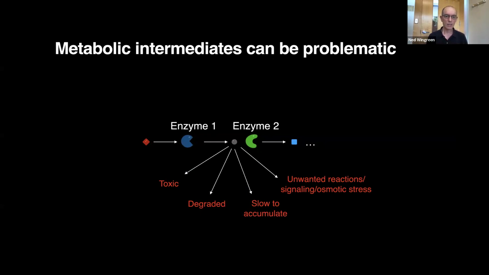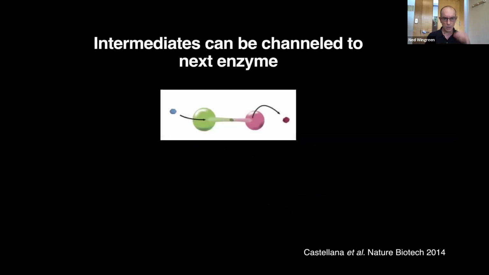You really need to get a lot of them in order to get to the level where the production of the next step is fast enough. And they can undergo unwanted reactions, signaling, and of course, they always contribute to osmotic stress. There's a certain osmotic budget that cells have. And so if you fill the cell with intermediates, then the cell pressure is too high and the cell's going to bust. So how does nature deal with intermediates?